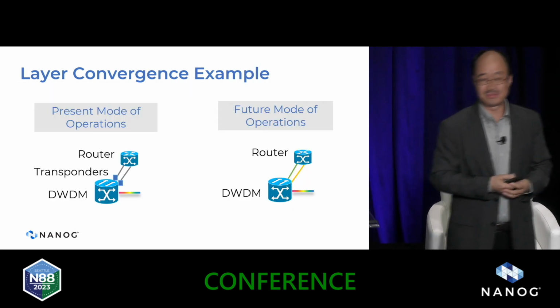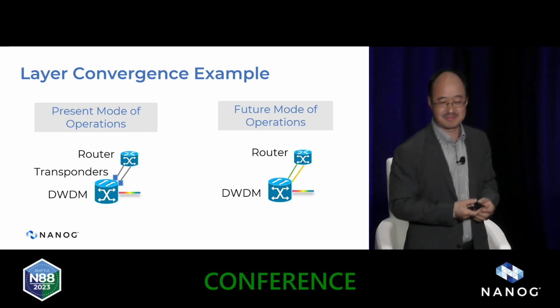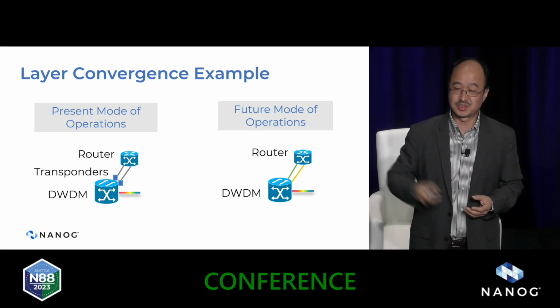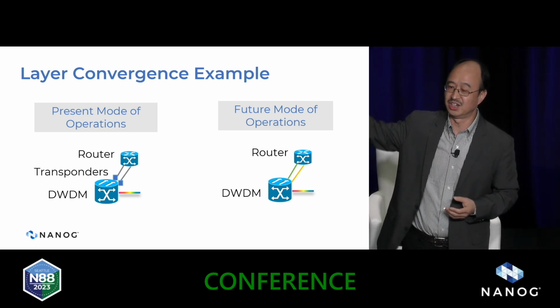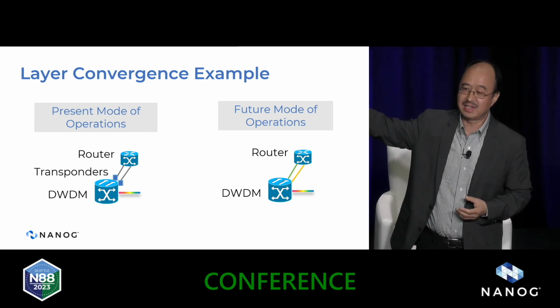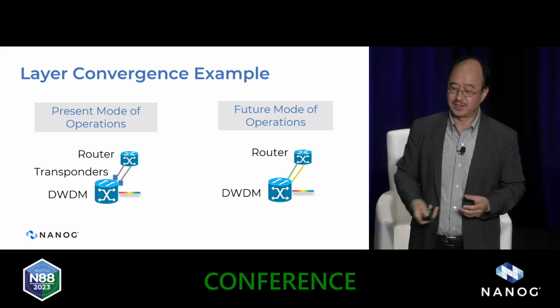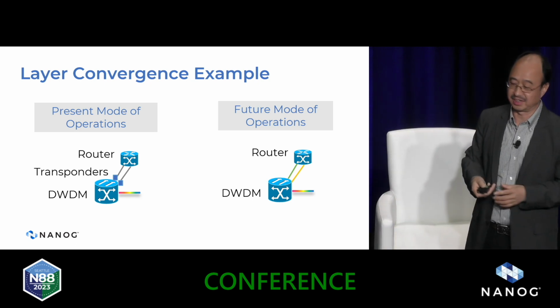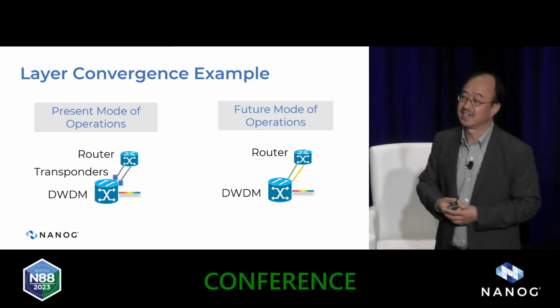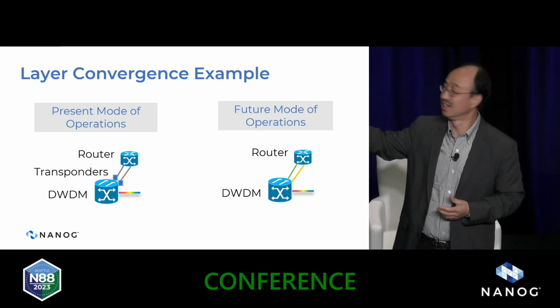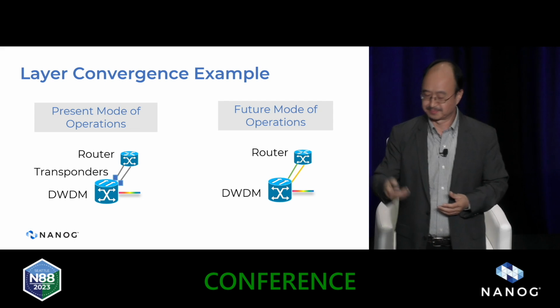Let's take a look at a very simple architectural example of layer convergence. On your left is the traditional multi-layer architecture with the routers, with the transponders connected through gray wavelengths. Gray, they are not color, that's the contrast to the DWDM system. If you look at the converged architecture, which is much simpler, on the right, routers can be directly connected to the DWDM system through a color wavelength without transponders.